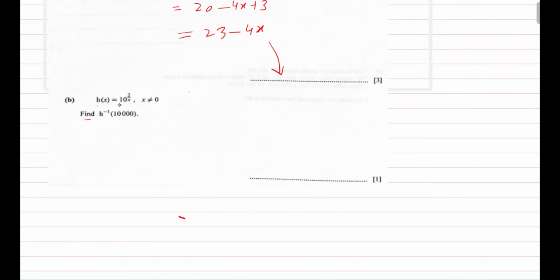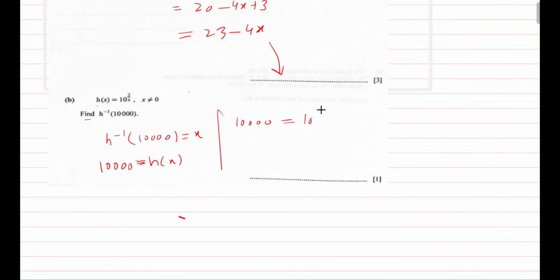Part B, h of x equals 10 power 2 over x. Find h inverse of 10,000. Let h inverse of 10,000 equal x, then h of x equals 10,000. When we shift h inverse from left to right, this becomes 10,000 equals h of x.